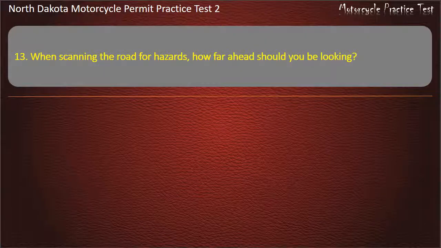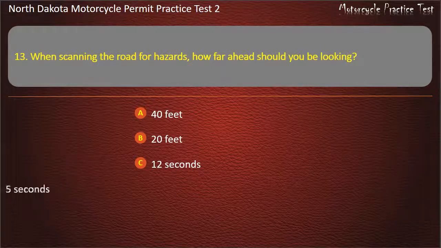Question 13. When scanning the road for hazards, how far ahead should you be looking? 40 feet. 20 feet. 12 seconds. 5 seconds. Answer: 12 seconds.